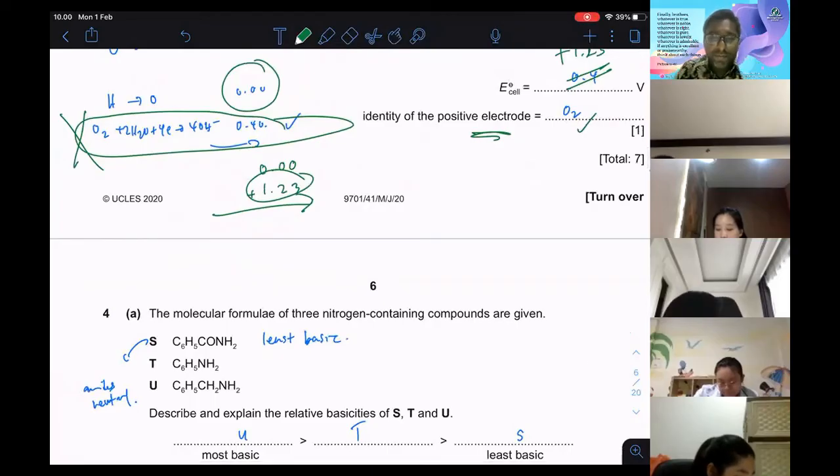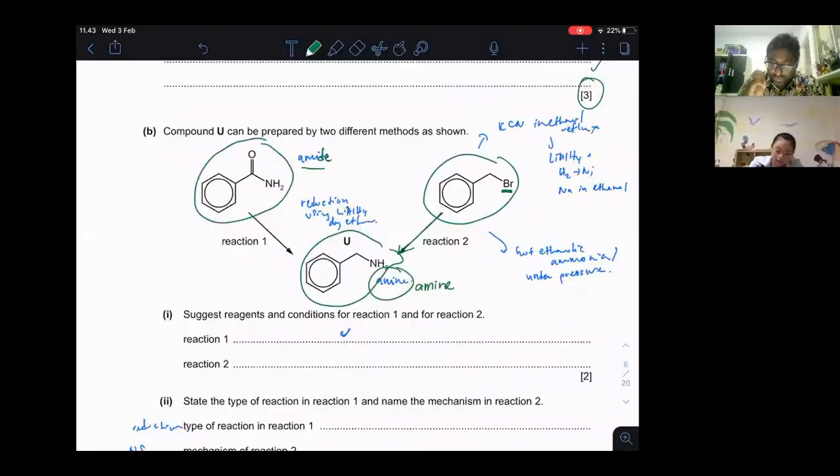Let me stop. What we're going to do is look into how amine is going to be formed. To be exact, there are 3 methods of forming amine. You can have a look at the notes that I have given you. One of the ways is from amide to become amine. The only way you can do this is by using a very strong reducing agent, which is LiAlH4 in dry ether.